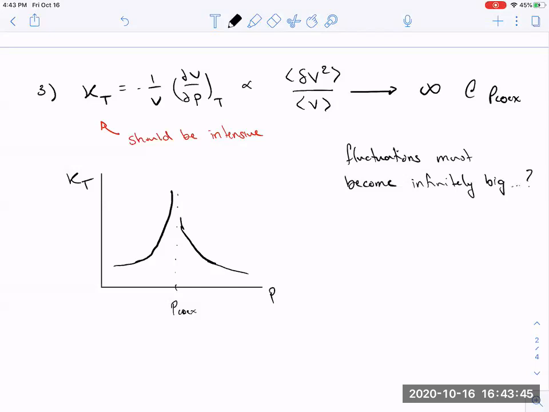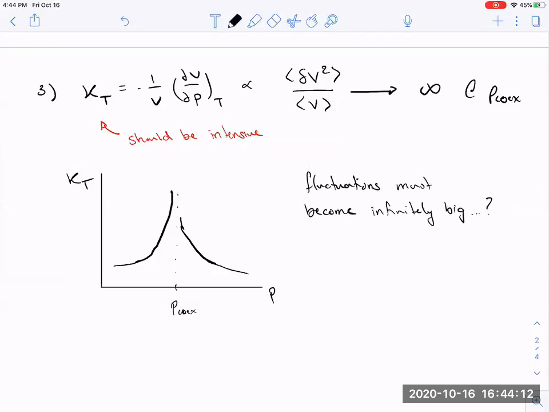Because kappa of T is just proportional to the fluctuations in the volume. For that to diverge must mean that that numerator gets infinitely big. Volume, of course, stays some finite value, doesn't go to infinitely small. So the only way for that to diverge is if the fluctuations get infinitely big. This is our third paradox. How could it be that fluctuations get infinitely big? Where does the infinity come from here?